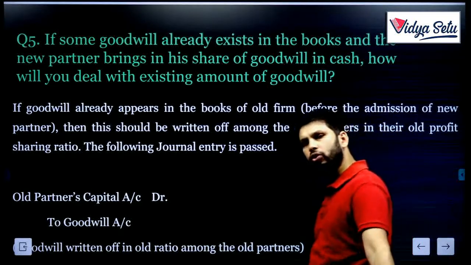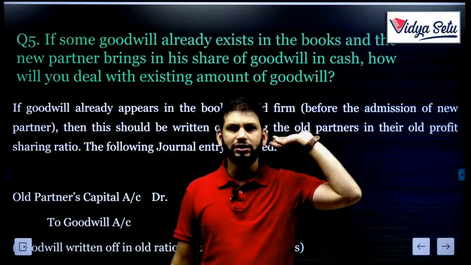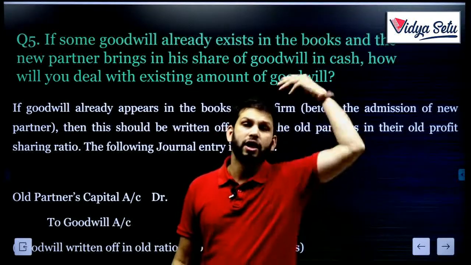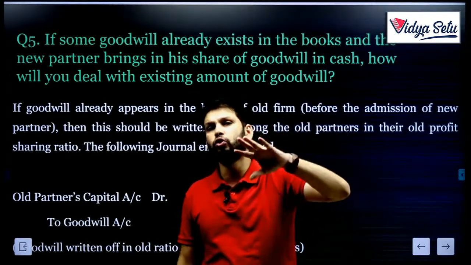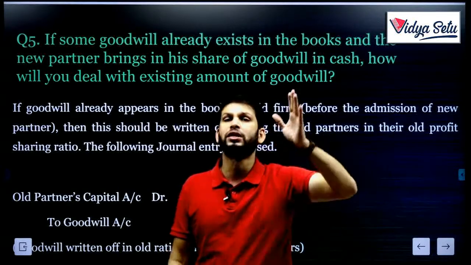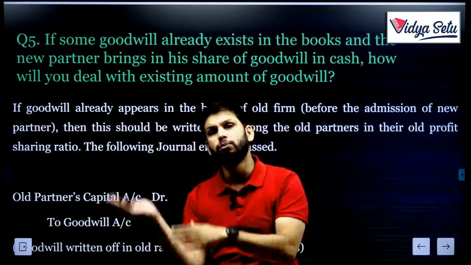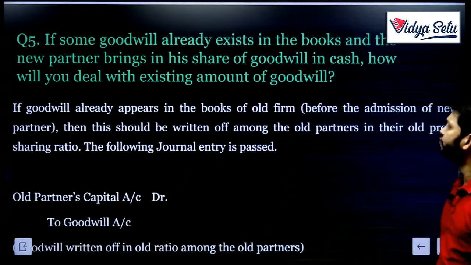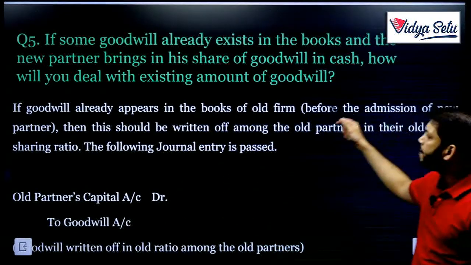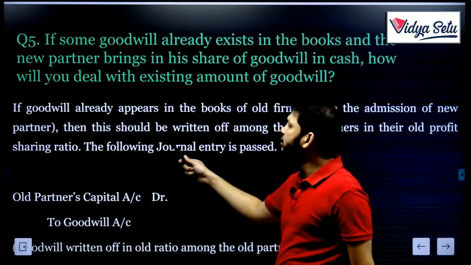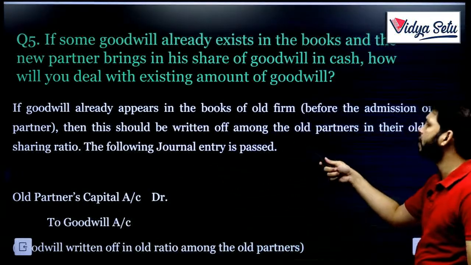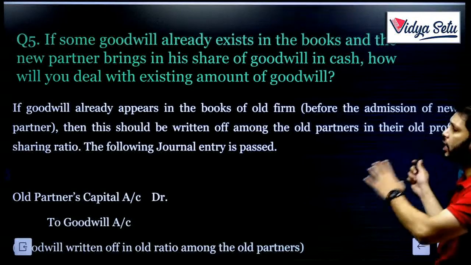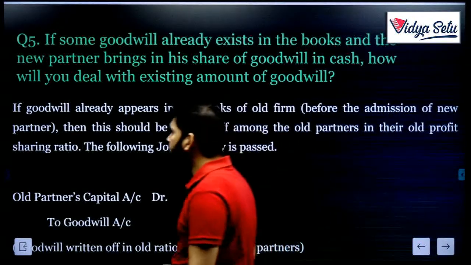So I always told you, whenever you see goodwill on the asset side, existing in the question, write it off. Write it off in the old ratio, give it to the old partners, because this is a form of loss which belongs to the old partners. So if goodwill already appears in the books of the old firm before the admission of the partner, then this should be written off amongst the old partners in their old profit sharing ratio.